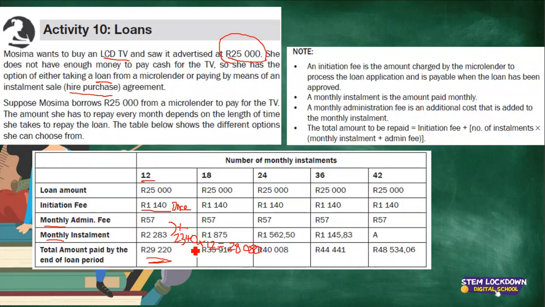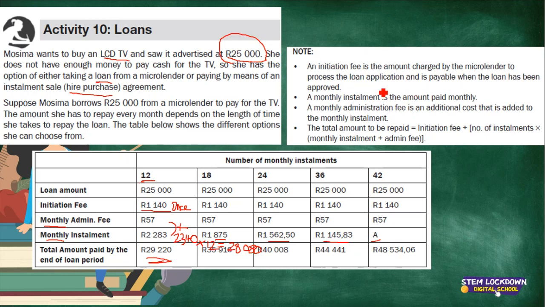Again, notice as the term of payment, period of payment, increases, your monthly installment decreases, right? But obviously, over time, you pay more money because you're paying many installments. That's why, as you can see, over 48 months, she will end up paying 48,000, but over 12 months, she's paying 29,000. Now let's look at notes. The initiation fee is the amount charged by the microlender to process the loan application and is payable when the loan has been approved, right?